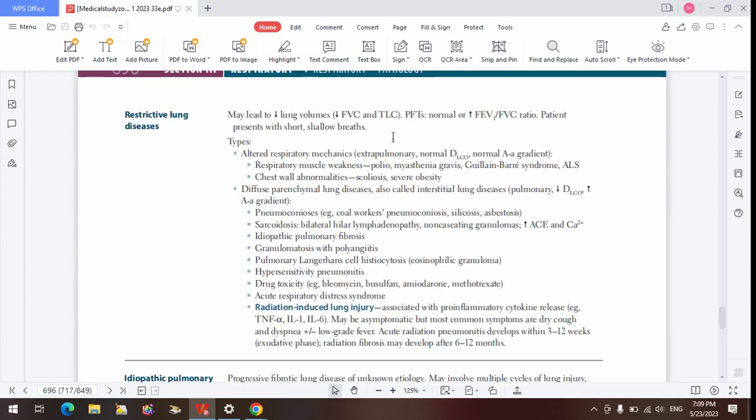Should we continue with restrictive lung disease or should we just continue from here tomorrow?